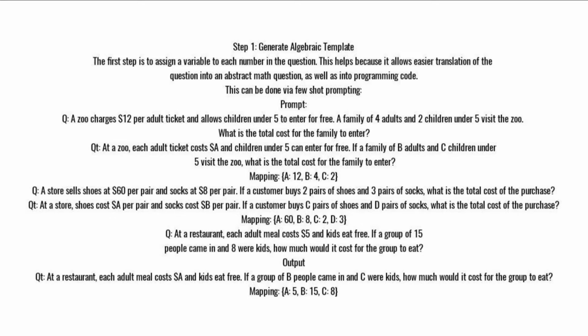The first step is to assign a variable to each number in the question. This helps because it allows easier translation of the question into an abstract math question, as well as into programming code. This can be done via few-shot prompting.